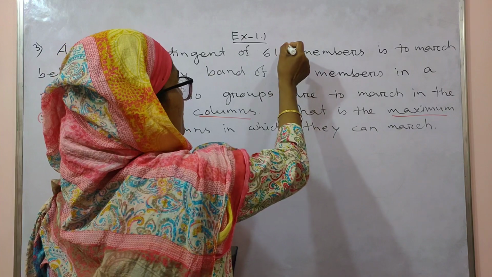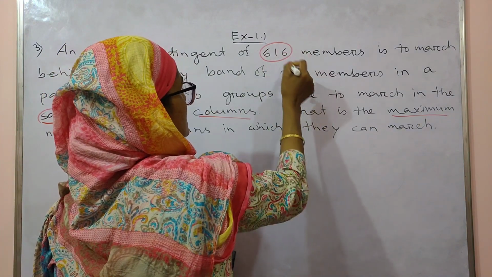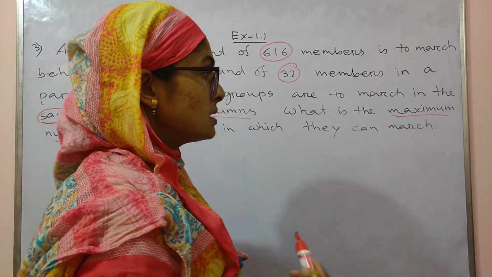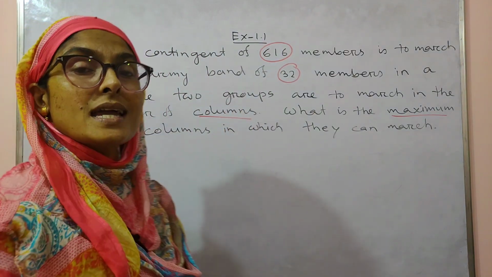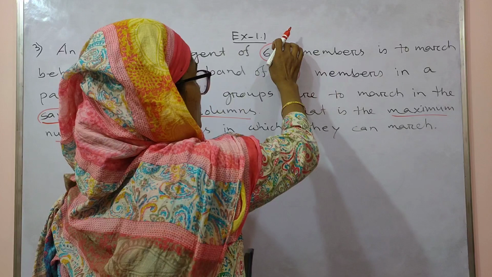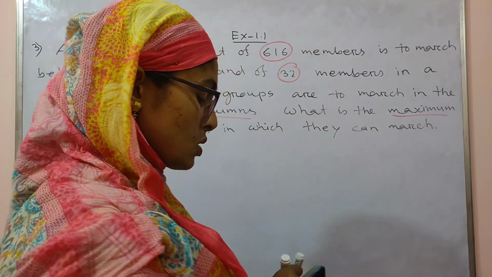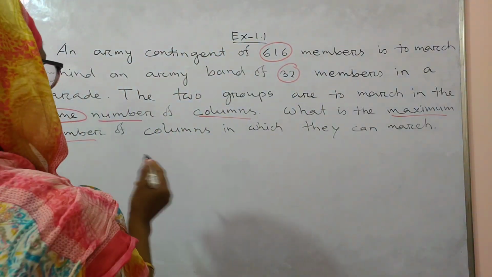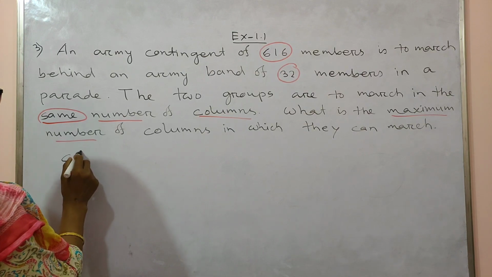Here the members of the groups are 616 and 32. That means you have to find the HCF of the two groups of members. So, write down the solution.